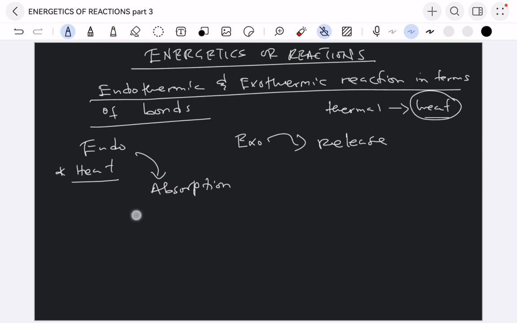And we have common examples such as photosynthesis here. And another common example here is the process of combustion.